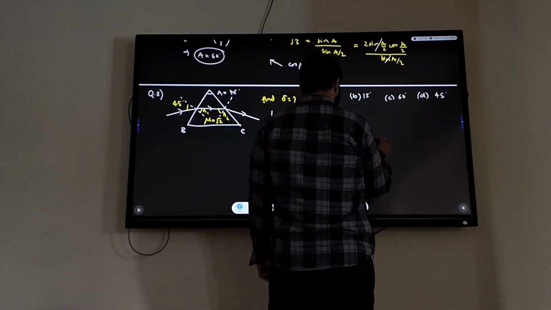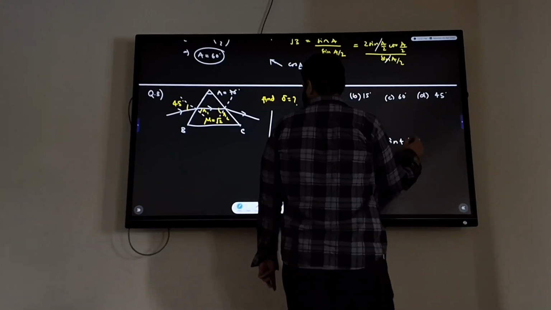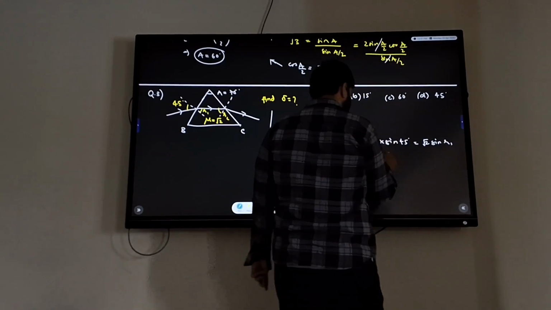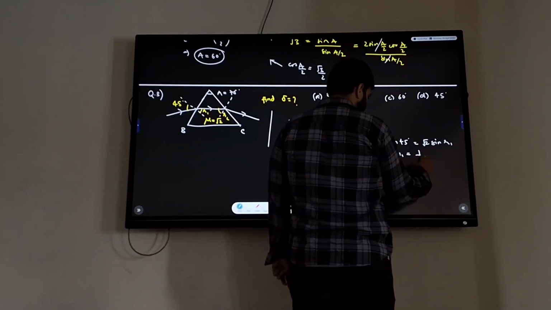Then what will you get? 1 into sine of 45, that's mu. What is mu? Root 2 into sine R1. Then what will you get? I think you will get R1 as 30 degrees.